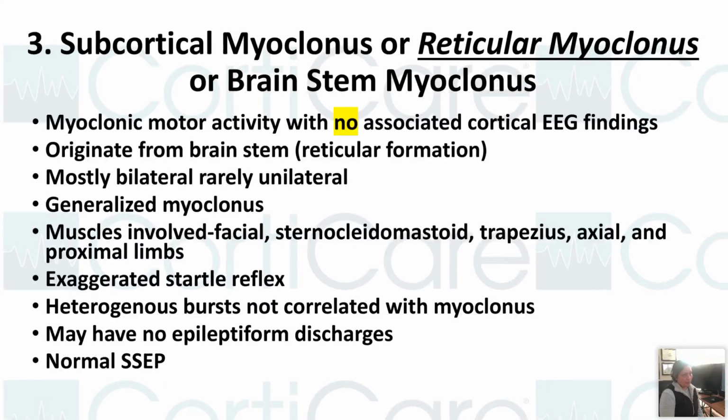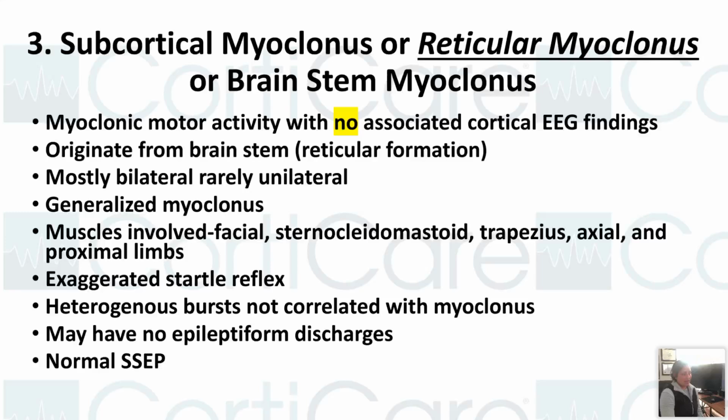After cardiac arrest, damage to the brainstem, the reticular formation of the brain, which is controlling facial muscles, the sternocleidomastoid, trapezius, axial muscles, and the proximal limbs. So when that area gets damaged, the patient will show reticular myoclonus. This kind of motor activity is not associated with cortical EEG findings. Like I said, it originates from the brainstem.